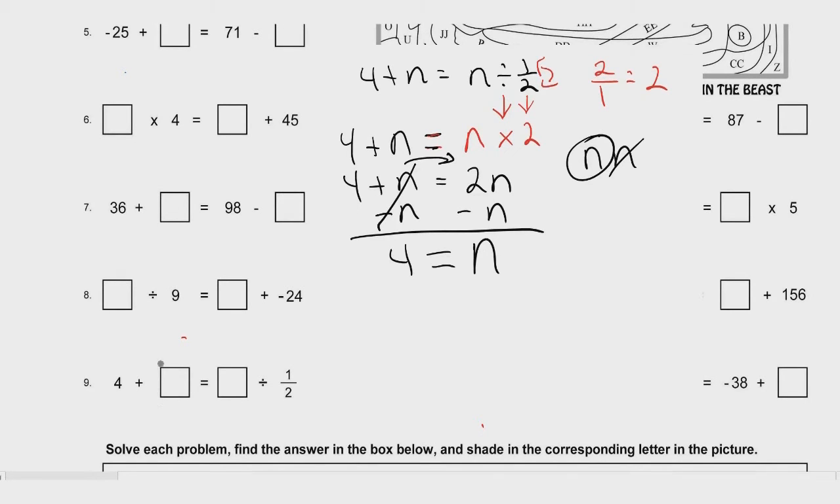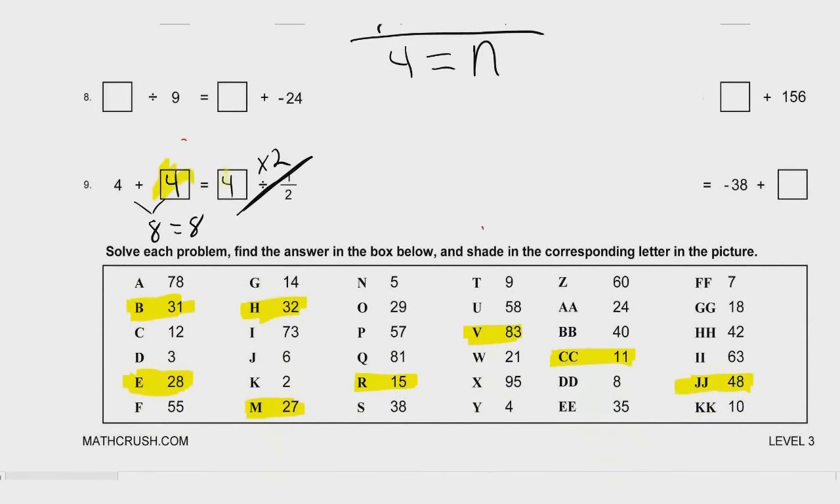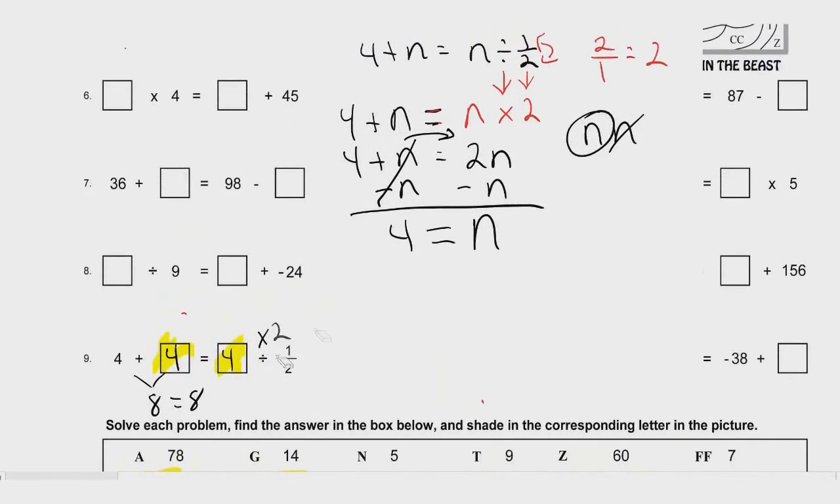So we put 4 here, and we put 4 here, and 4 plus 4 is 8. And again, if we flip this, 4 times 2 right here, 4 times 2 equals 8. So both sides are the same. We're going to find 4 in our box. Remember, we find this one right here. So we're going to find 4 in our big box. 4 is Y. And you're going to shade in all the Y's.